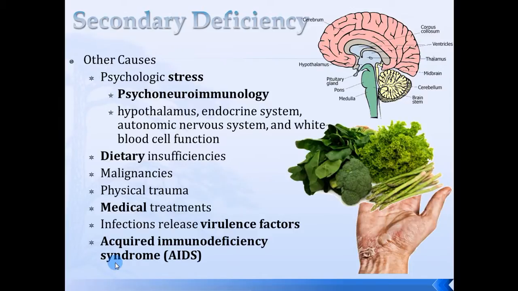When you hear about E. coli infections that make people deathly ill or even kill people, it's usually pregnant women, babies, or elderly that are being affected. Right? Secondary deficiency causes can be stress.